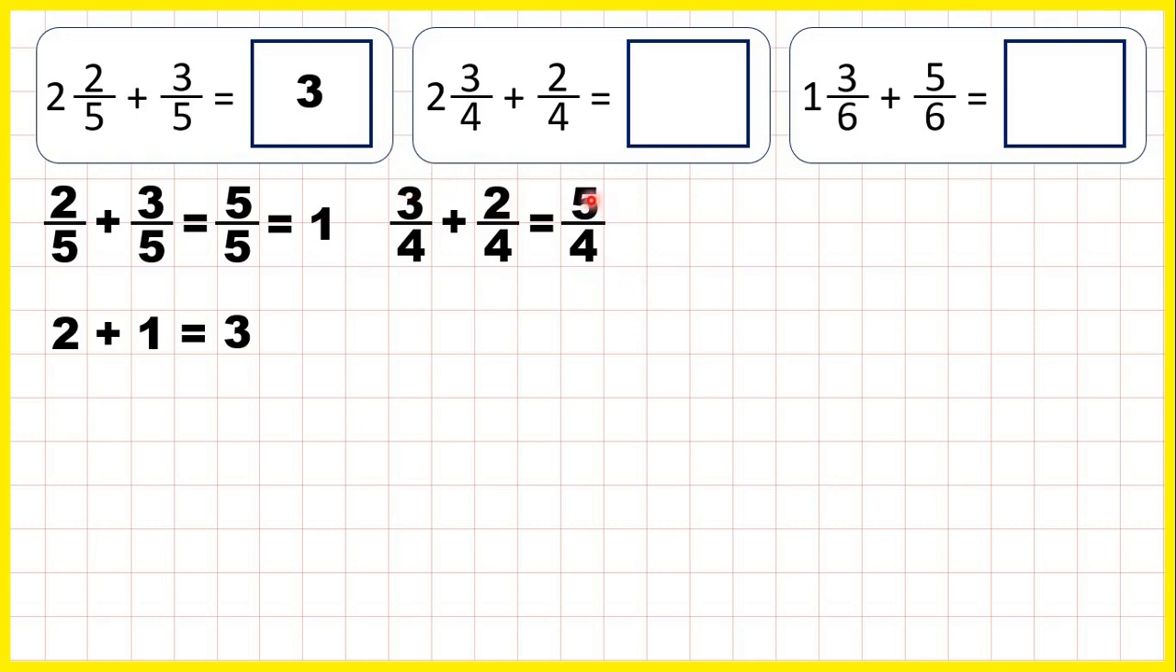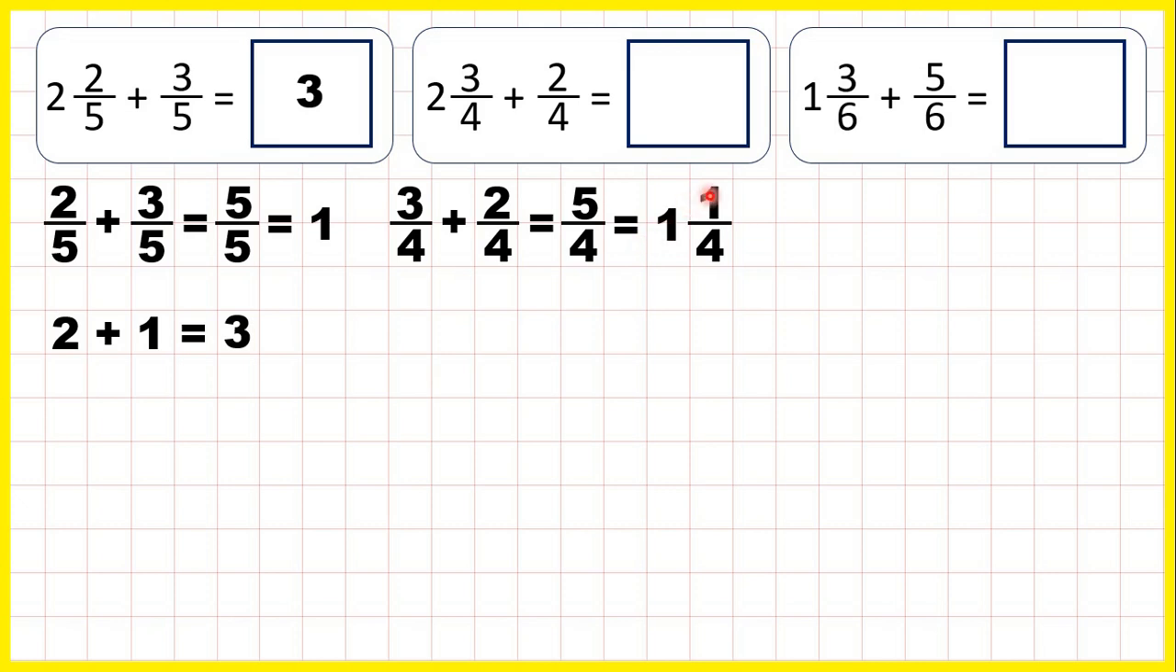So we have 5/4. But we can't write 2 5/4 as our answer because we can't have an improper fraction in a mixed number. So we need to turn 5/4 back into a mixed number.